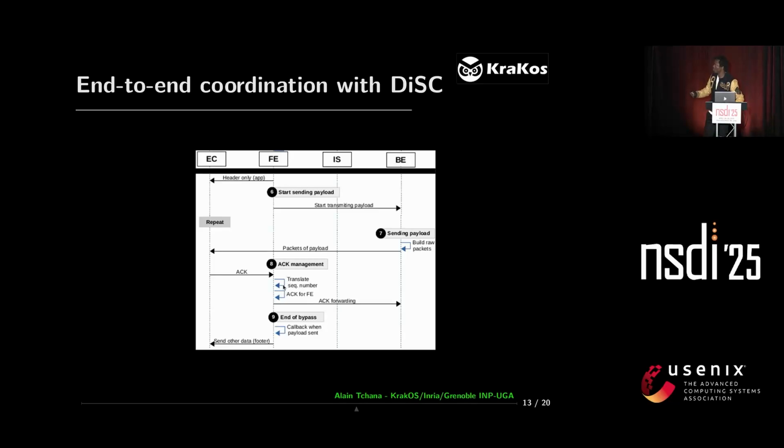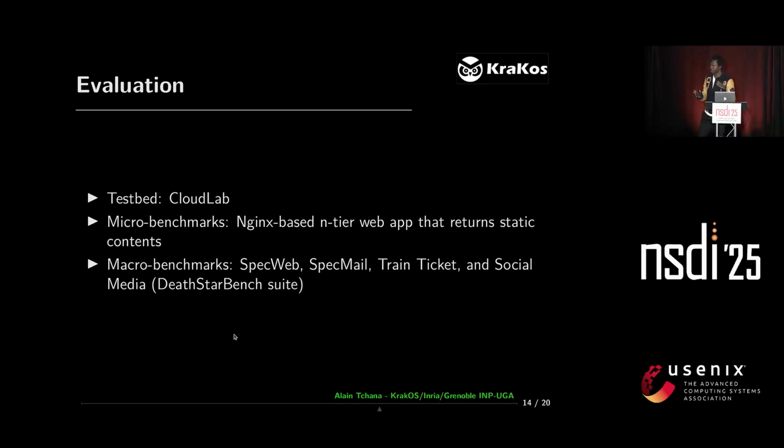Then we need to translate the TCP sequence number, because the TCP sequence numbers maintained by the front end are not the same as on the backend. So we need to do some translations. Then we send the ACK to the backend so that the backend can continue sending the packets and increase its TCP window. And at the end, when the backend sends all the data, the front end can send the footer. That's it.